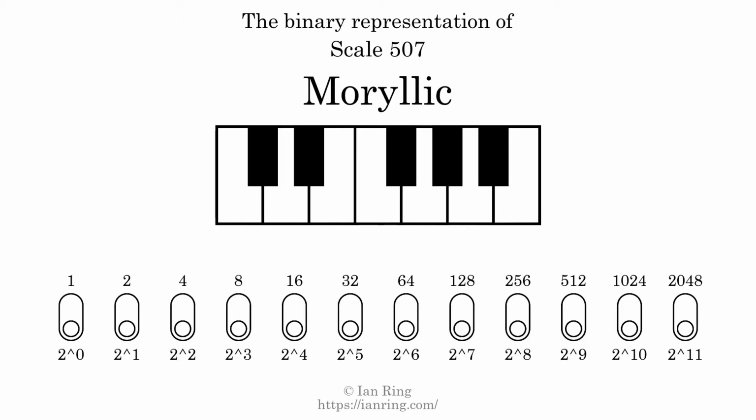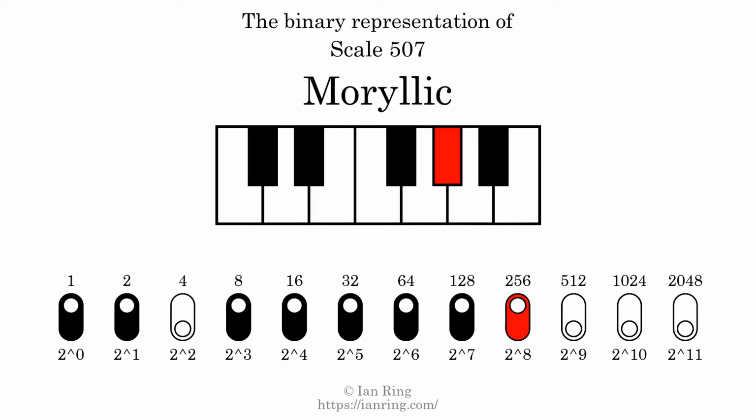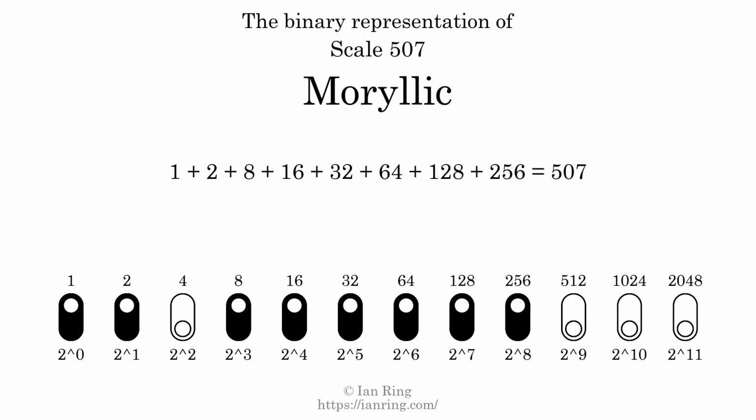The binary representation of this scale is determined by mapping tones of the scale to binary digits. Each binary digit represents a power of 2. To get the scale number, we add the powers of 2 together. The powers of 2 that are present in the scale, all added together, equals 507. That is why the scale number, in decimal, is 507.